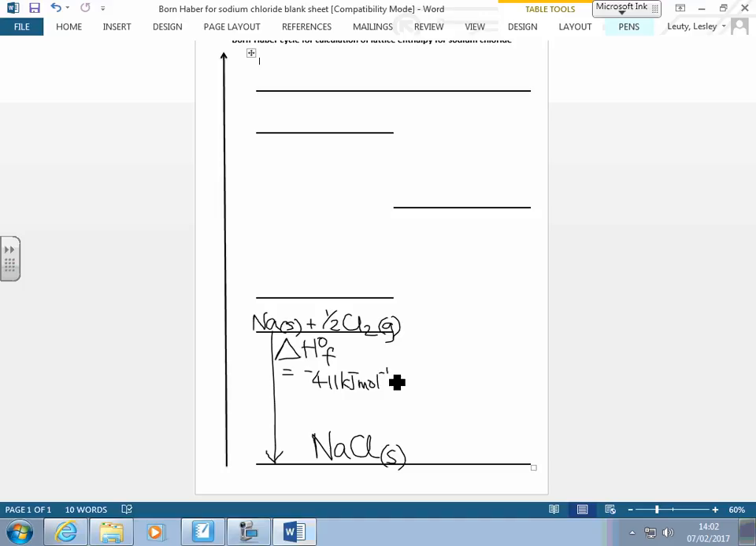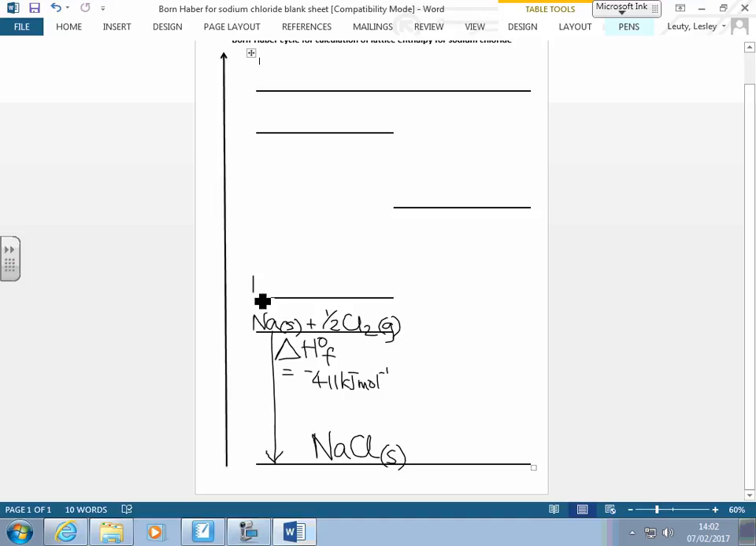Now, the next steps are going to involve things like the atomization and the ionization energies and electron affinities. So we're going to do the ones that will take us up the board first. And the next step would be to atomize our sodium. All right? We don't need to atomize the chlorine there. We're going to do that later on. All right? We'll deal with one thing at a time.